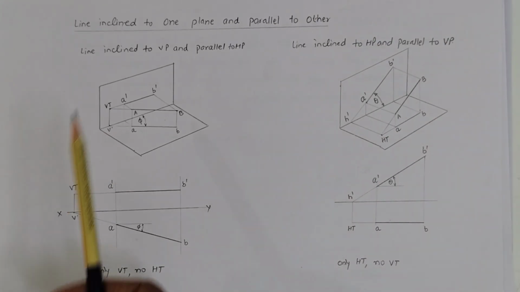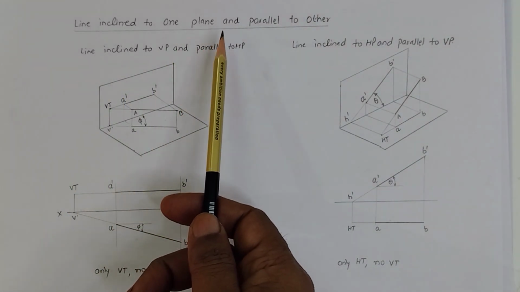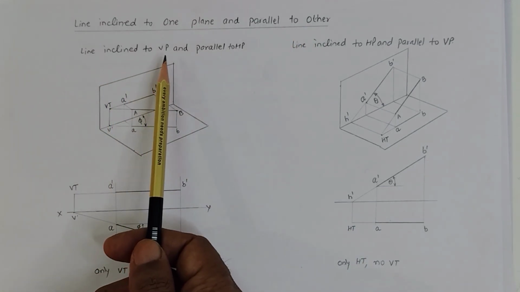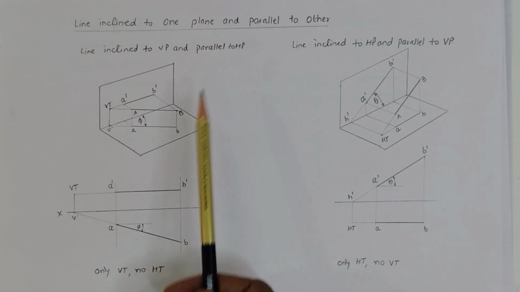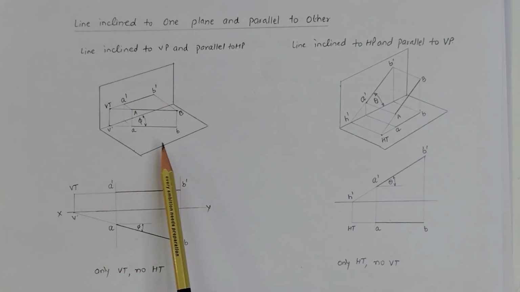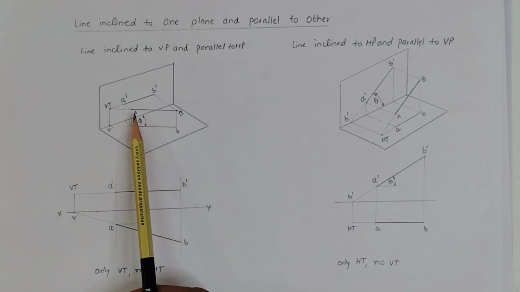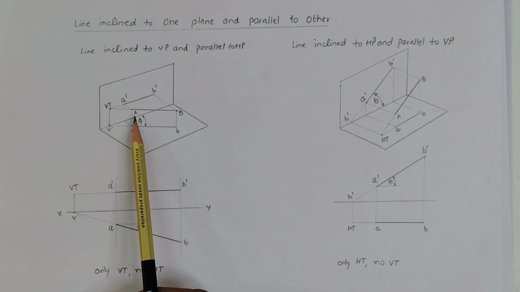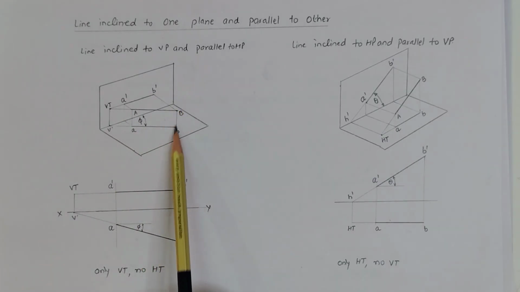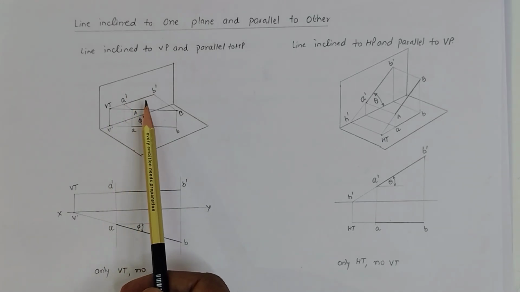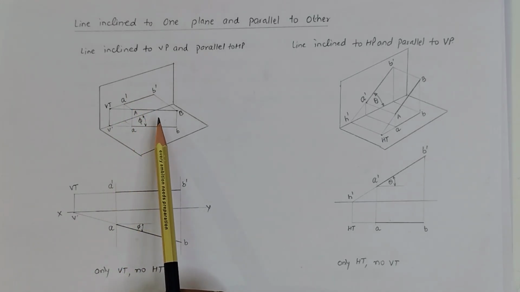The second case is a line inclined to one plane and parallel to the other. I am discussing them one by one. First, a line inclined to the vertical plane and parallel to the horizontal plane. You can see over here is the vertical plane, and this one is the horizontal plane. In this case AB is the line which is inclined to the vertical plane. When we draw its projections, a and b represent the top view of this line and a dash and b dash represent the front view of this line.